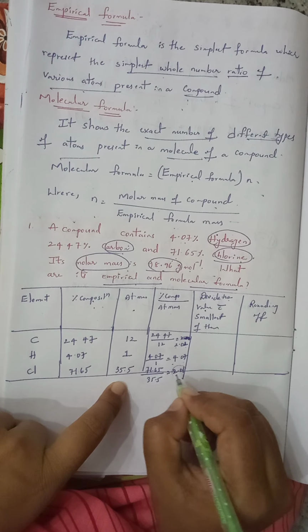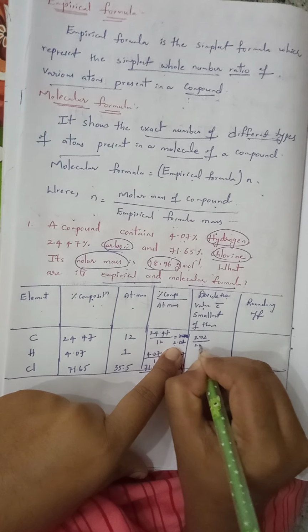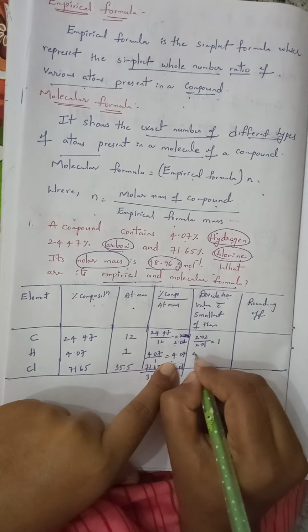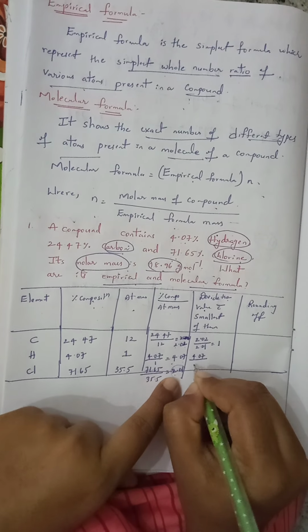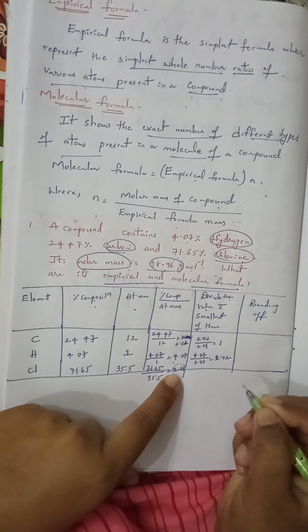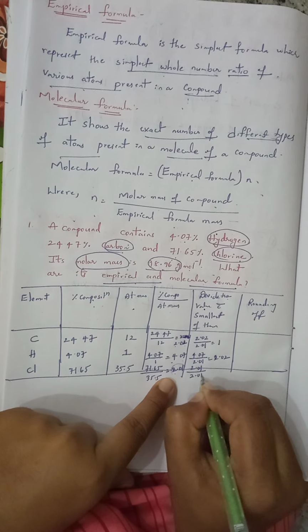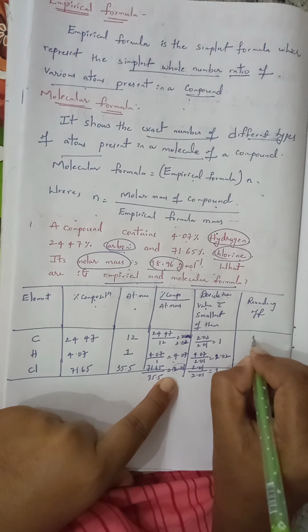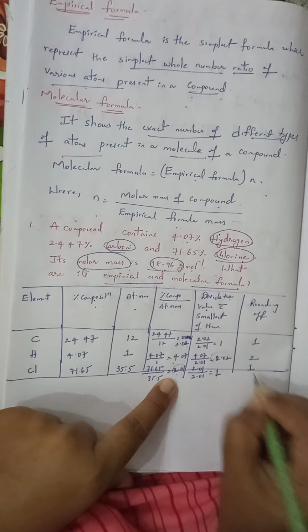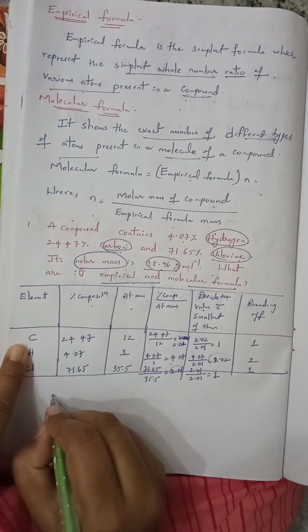Now divide all three with the smallest number. 2.02 divided by 2.01 equals almost 1. Next, 4.07 divided by 2.01 equals 2.02. Next, 2.01 divided by the same number gives 1. So here is 1, and by rounding off this digit you will get 2, and here 1.